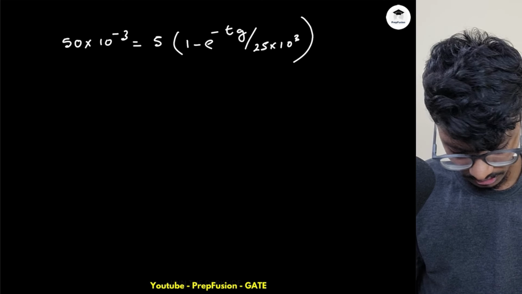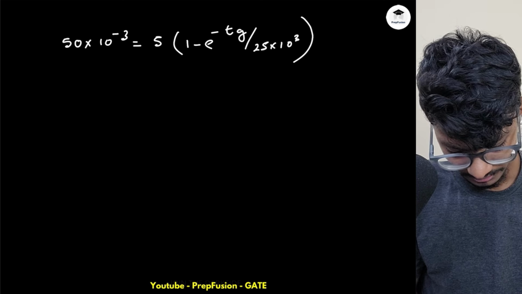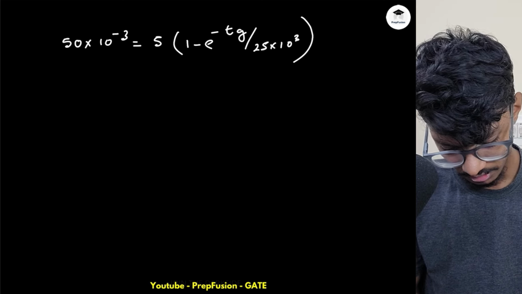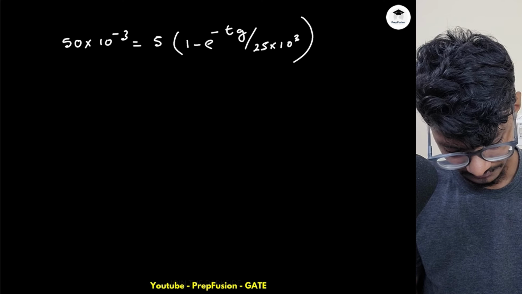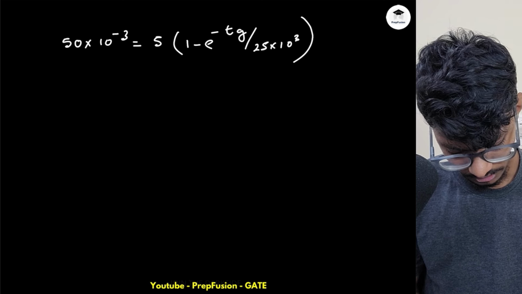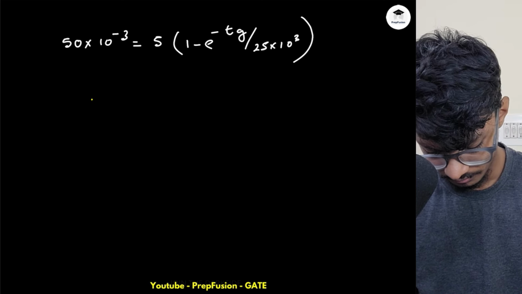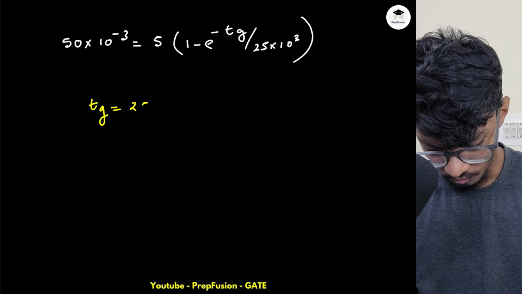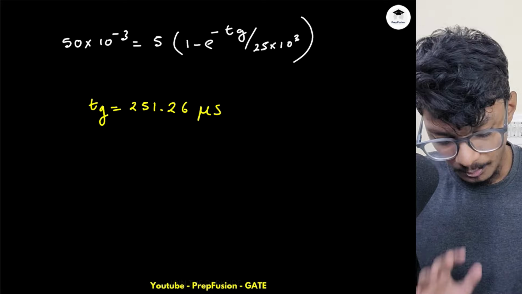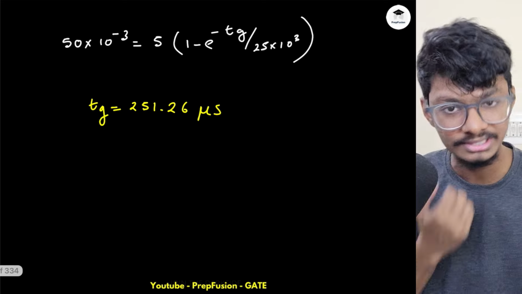This will be 50 into 10 raised to power minus 3 divided by 5, and then this will get subtracted from 1, and then if I take the log of this, and take the negative of this, and multiply by 25 into 1000, tg will be almost 251.26 microseconds. So if I apply my gate pulse until this time, then only my SCR will be in on state. After this, if I remove my gate pulse, the SCR will still be on.